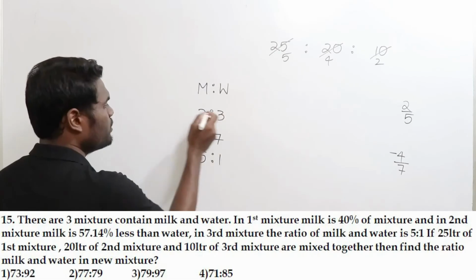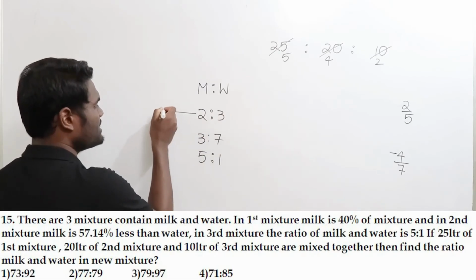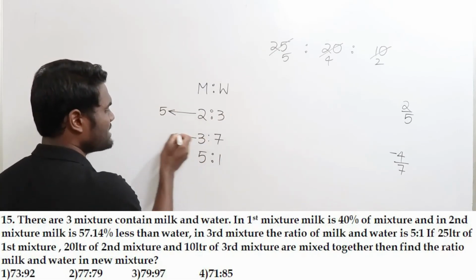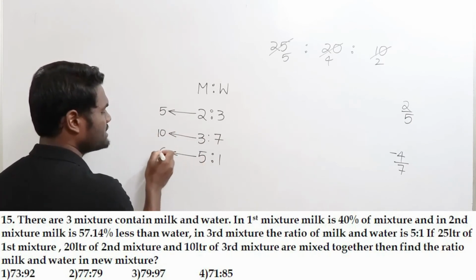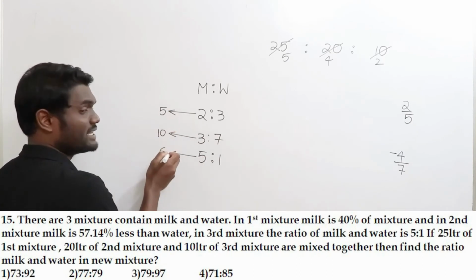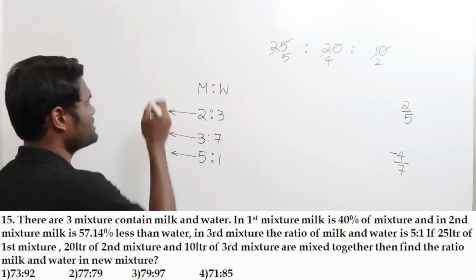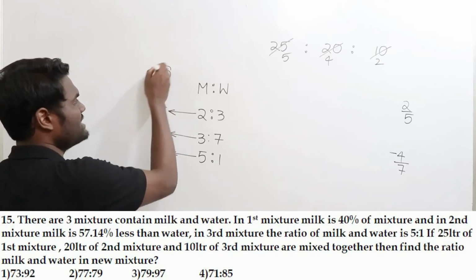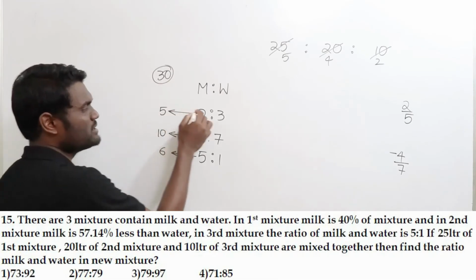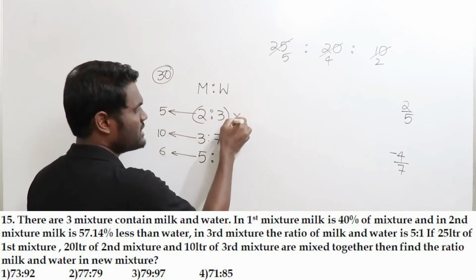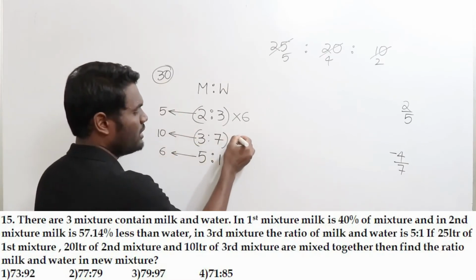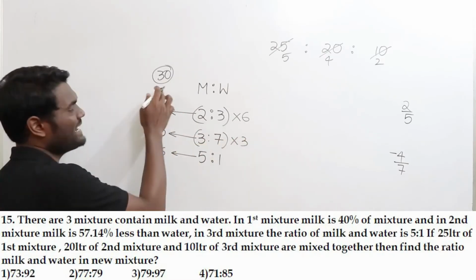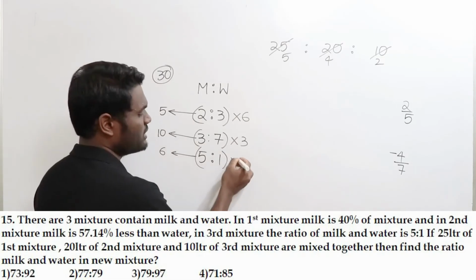So simple thing, 2 plus 3, how many parts? 2 plus 3 is 5 parts. 3 plus 7 is going to be 10 parts. 5 plus 1 is going to be 6 parts. Now for 5, 10, 6, the LCM of these numbers is nothing but 30. So if LCM is 30, 5 times 6 will be 30, so multiply this with 6. Next, 10 times 3 will be 30, so multiply the whole equation with 3. 6 times 5 will be 30, so multiply this with 5.